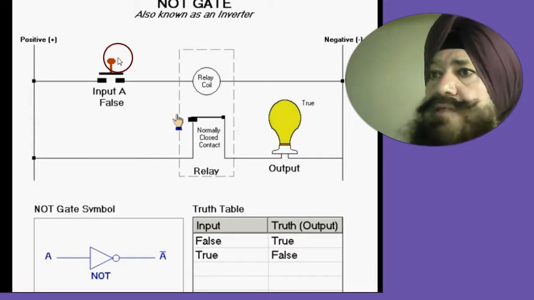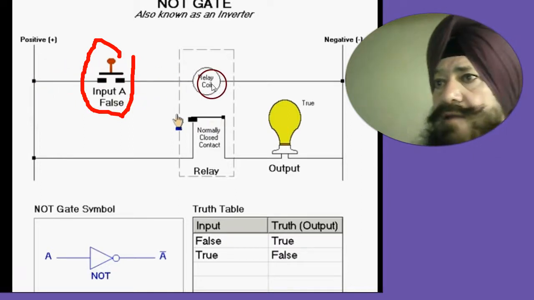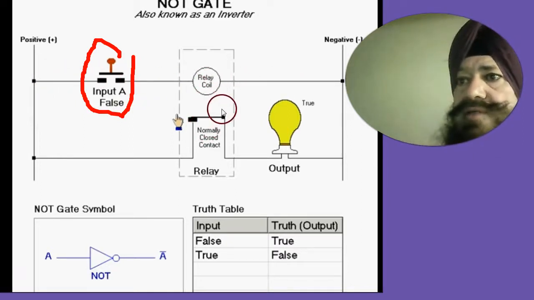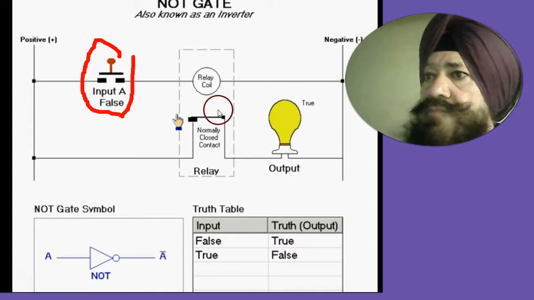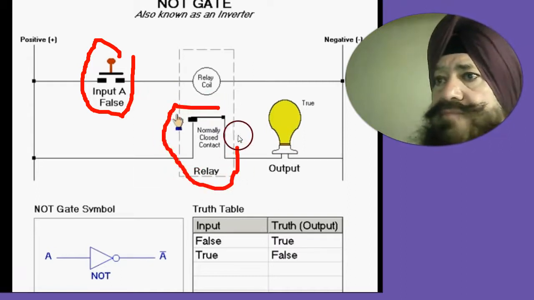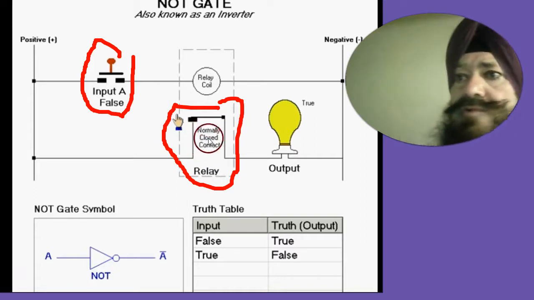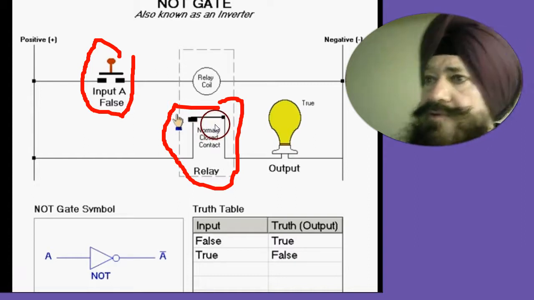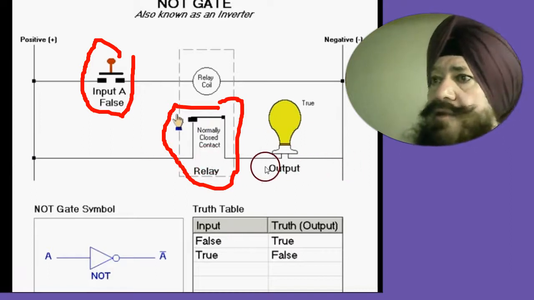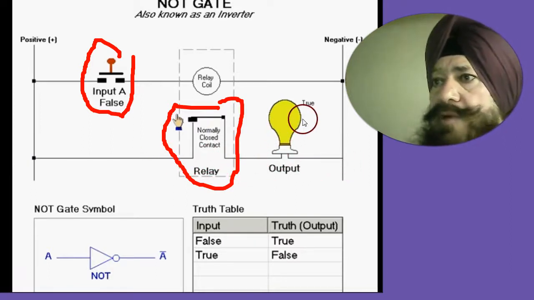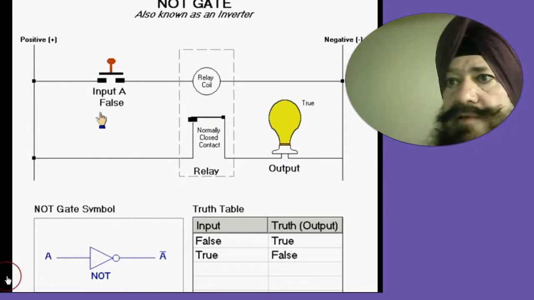When the switch is open, no current is flowing through this line. Now this is a relay, and normally this switch is closed, a normally closed switch. When the switch remains closed normally, the current will flow through this line, and because the current is flowing, the bulb will give us light. That means the output is true, right?